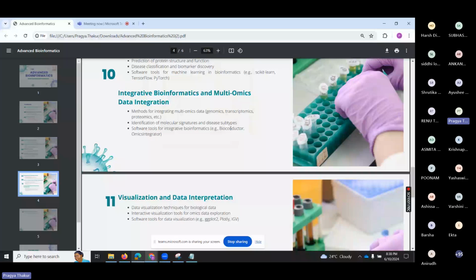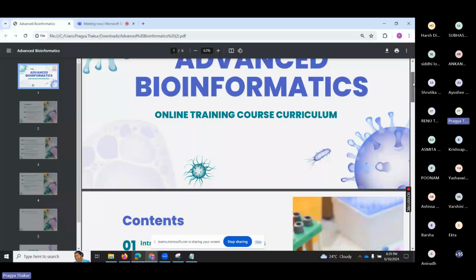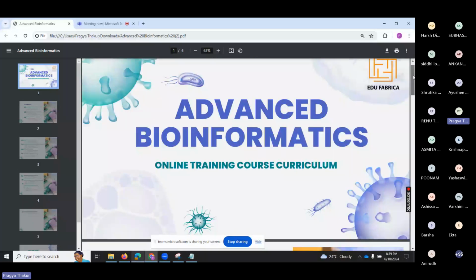And then we have data interpretation and visualization. We have ggplot2, IGV and Plotly. We will see a brief introduction of these three, and we'll see ggplot2 in detail, and how they can be used to visualize biological data interactively. So this is the summary of our syllabus for this advanced bioinformatics course.